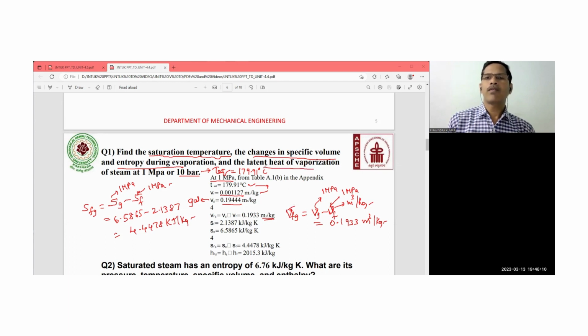Next one is the latent heat of vaporization. That is nothing but Hfg equal to Hg minus Hf, also at 1 megapascal. If you note down those values, you can directly get 2015.3 kilojoule per kg. And the entropy is in kilojoule per kg Kelvin. See, the units are also very important. Try to take care of the unit conversion and mention the units related to each variable. So this is the first problem.